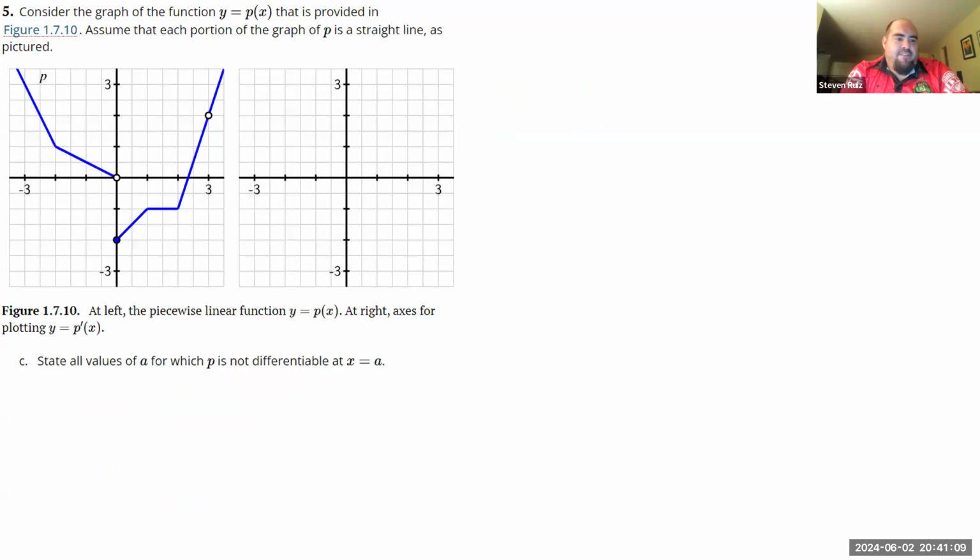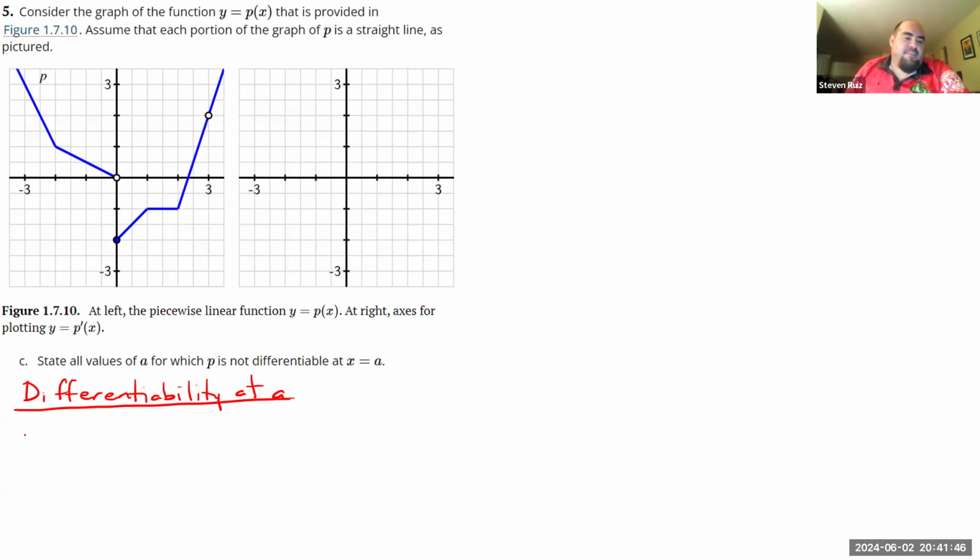So state all values of a for which p is not differentiable. So another good idea, fundamental idea in calculus to unpack here. What does it mean for a function to be differentiable? So let's unpack this definition again. Differentiability at a. And again, I'm going to give you a couple different ways to think about this idea. What does it mean for a function to be differentiable at a?